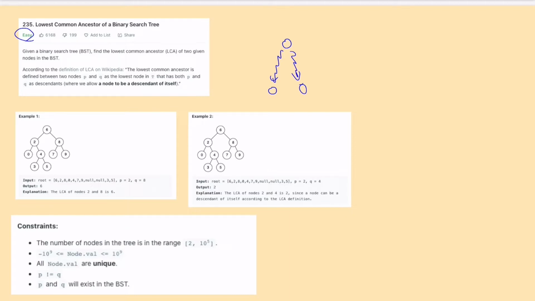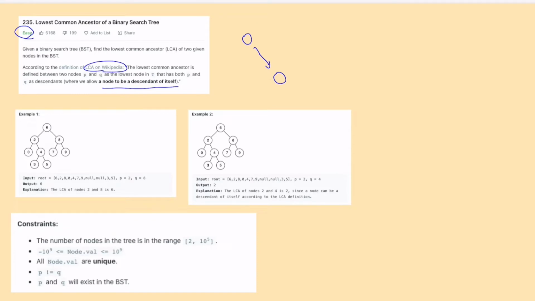However, based on the definition of the lowest common ancestor on Wikipedia, it's also possible that the two nodes that we're looking at can just be maybe something like this. So a node can also be a descendant of itself. So let's just take a look at two examples to help us understand this question.